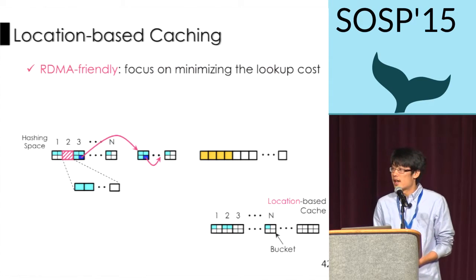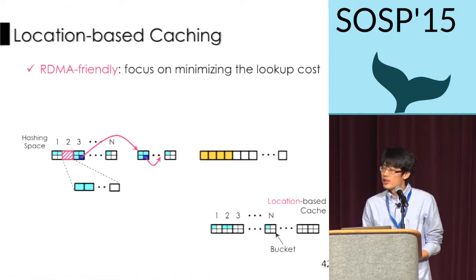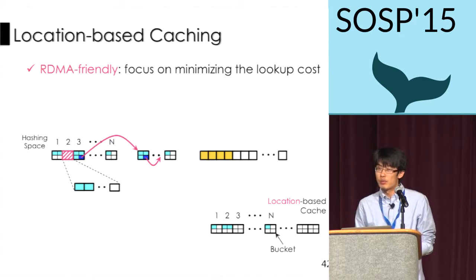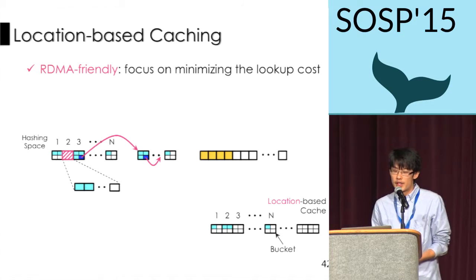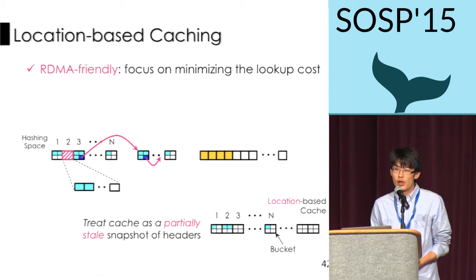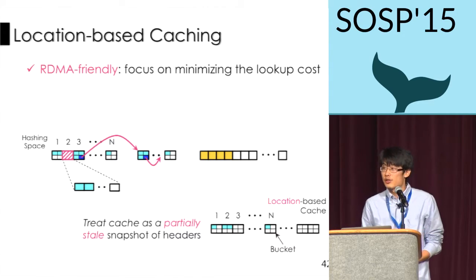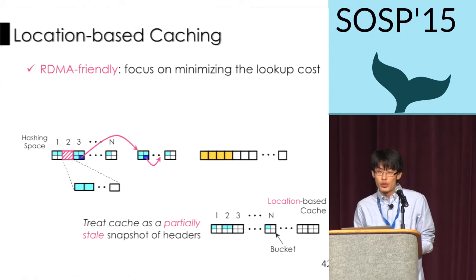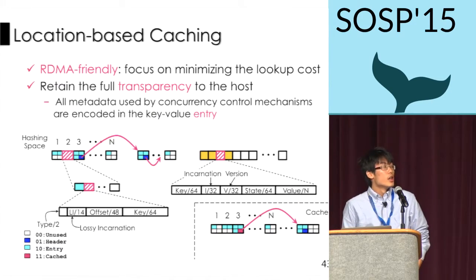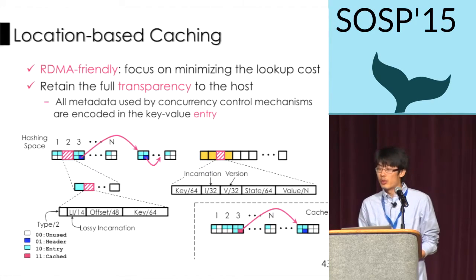We further notice that the best RDMA lookup time is 0 if we can know the location of a remote key in advance. So we provide a cache at each machine to cache the location of remote keys. You can think of it as each machine keeping a partially stale snapshot of the global hash index structure. Once a remote key's location is cached locally, it can be directly operated on using one-sided RDMA operations without lookup overhead.